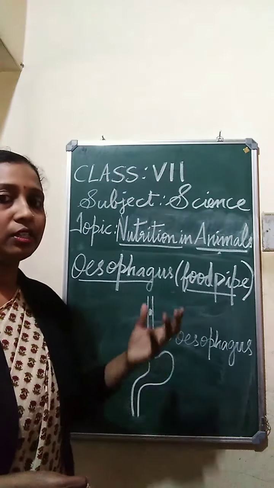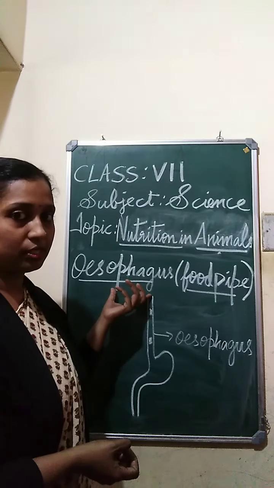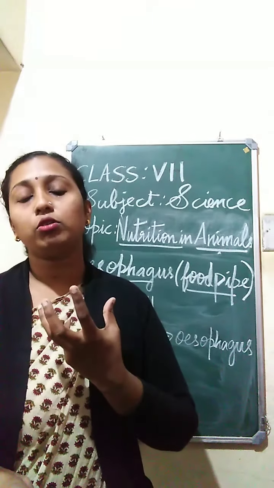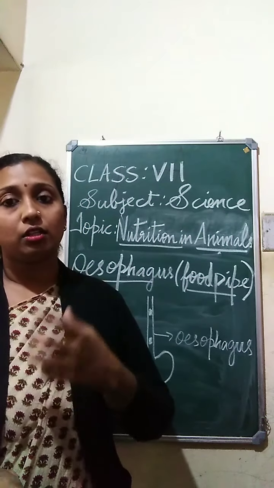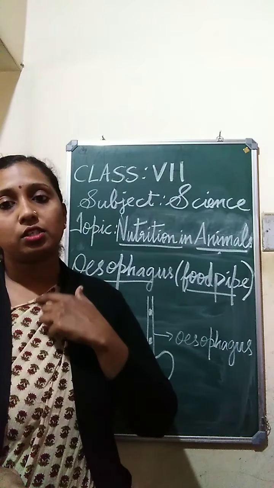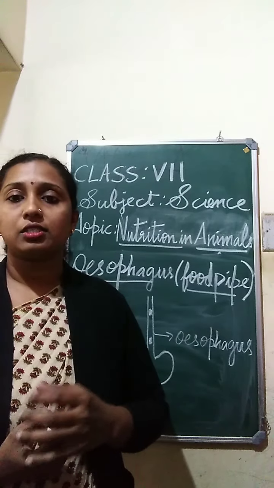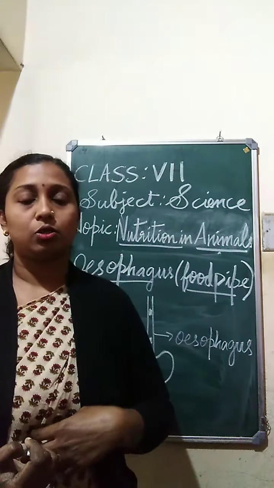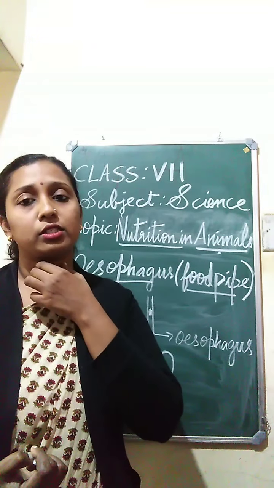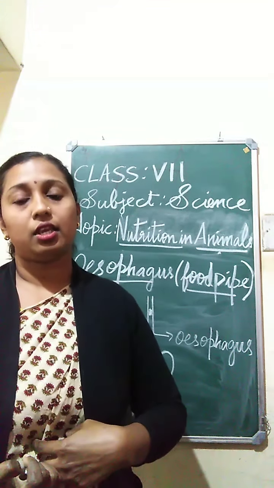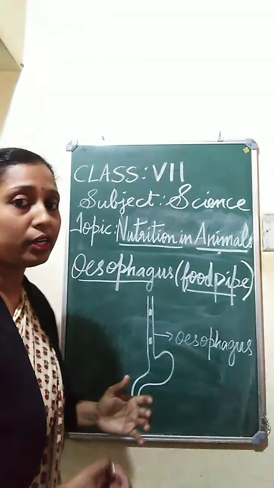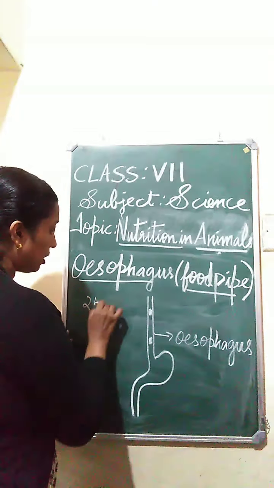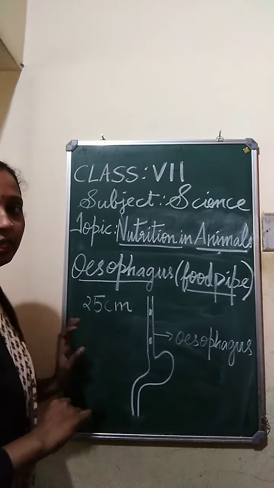The next part in the digestive system is the esophagus, also known as the food pipe. The swallowed food from the mouth passes into the esophagus. The esophagus is a long muscular tube which runs along the neck and the chest. In an adult, this esophagus is about 25 centimeters in length.